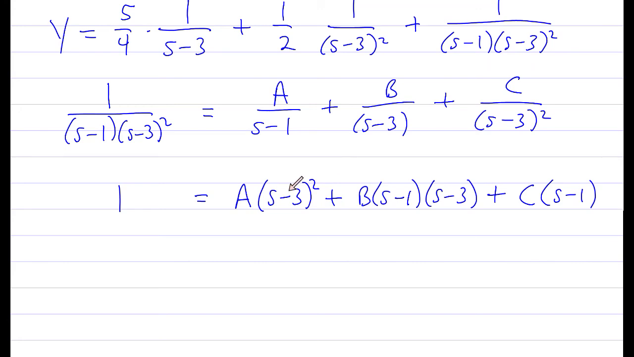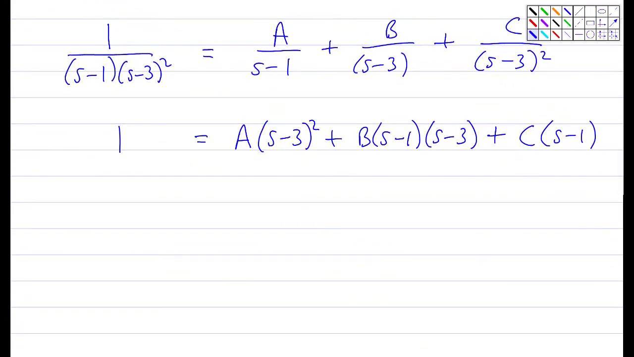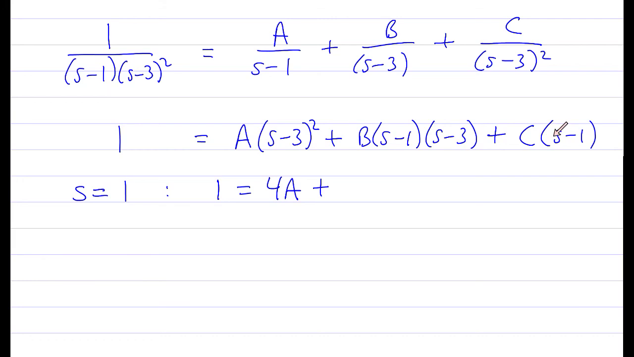But in this case, I have some nice, easy-to-see factors. So I'm just going to use what's called a variation of the Heaviside cover-up method, where I just plug in values of s. Remember that this equation has to work for every value of s. Okay, so for example, if I plug in s equals 1, then I get 1 equals 1 minus 3 is minus 2. Square that, you get 4. So I get 4A. And then these other two terms disappear because I plugged in 1, and s minus 1 is 0. Well, that's nice. I very quickly get that A is equal to 1/4.